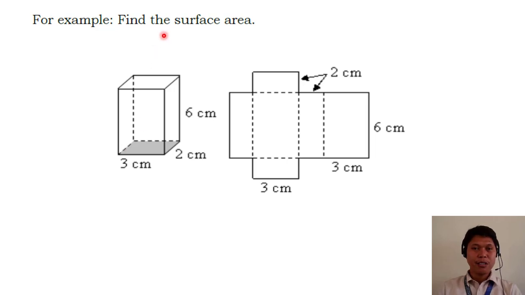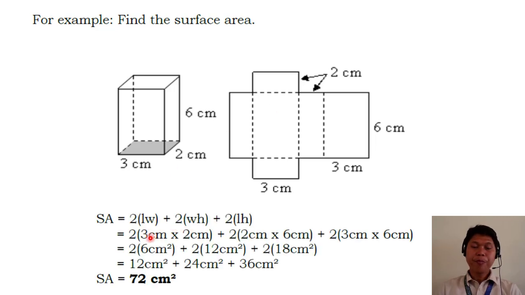So for example, find the surface area of this one. We can take this as the length, this is the width, and this is the height. So the nets look like this. We just simply substitute the dimensions into the formula. The length is 3 and the width is 2. Then the width is 2 and the height is 6. And the length is 3 and the height is 6.